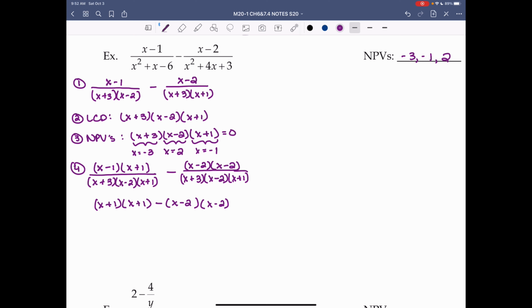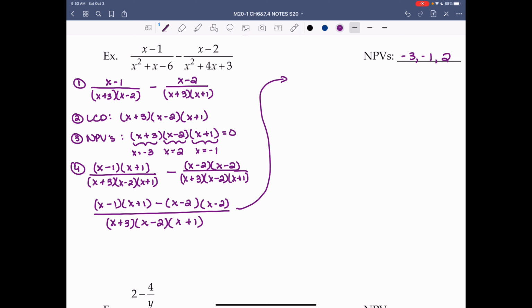Ooh, one of these is a minus. x minus 1 times x plus 1, and then over x plus 3, x minus 2, x plus 1. Let's simplify.